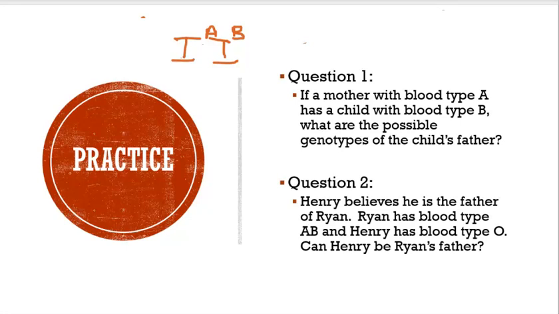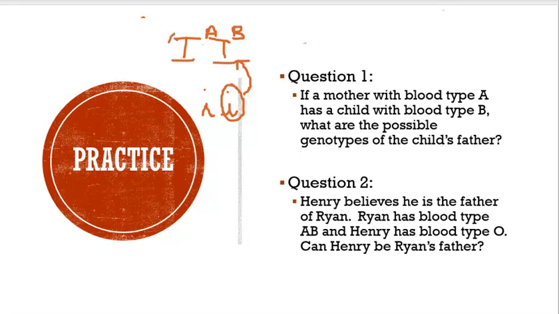Henry has blood type O. All right, so Henry has two recessive alleles. Can Henry be Ryan's father? Well, considering one of these alleles has to be given to Ryan, then it doesn't look like it's possible, right?